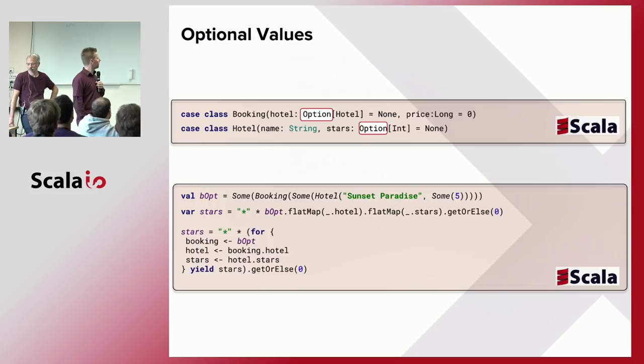And here you can see that we create our hotel in a booking, but we need to wrap it in Some because we need to lift it into the Option type. To work with this, we need to use combinators like flatMap, or we can choose to use the for comprehension, and this works quite well, though it is verbose.